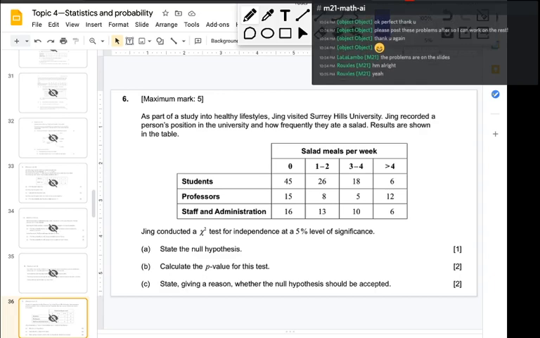As part of a study into healthy lifestyles, Jing visited Surrey Hills University. Jing recorded a person's position in the university and how frequently they ate a salad. Results are shown in the table. Jing conducted a chi-square test for independence at a 5% level of significance. State the null hypothesis.